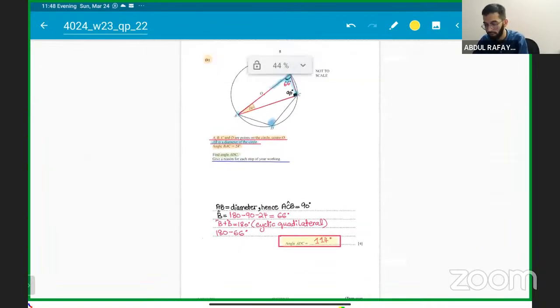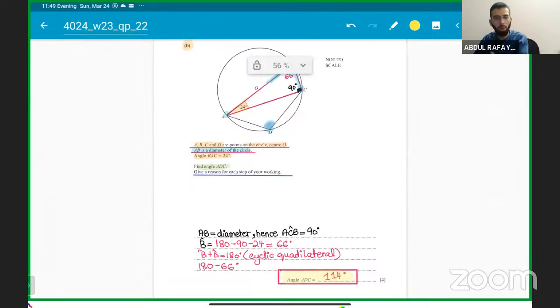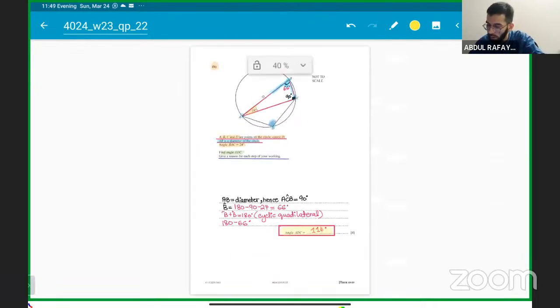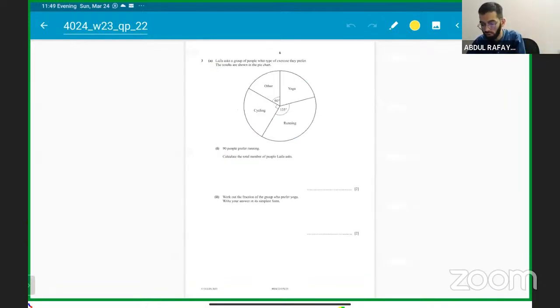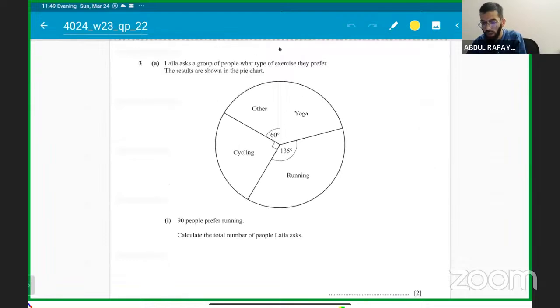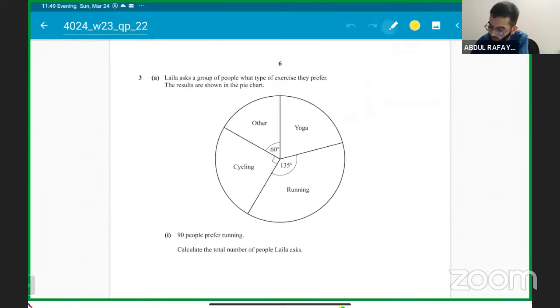Okay, everyone got it, guys? Clear? Following. 1 mark for the answer, 114 degrees. The rest 3 marks are for solving and showing the steps of your working, which concepts you are applying. Okay, everyone. So with this, Alhamdulillah, question number 2 gets solved as well, which is on geometry, out of the 11 questions. And we come to question number 3, which is basically about statistics.